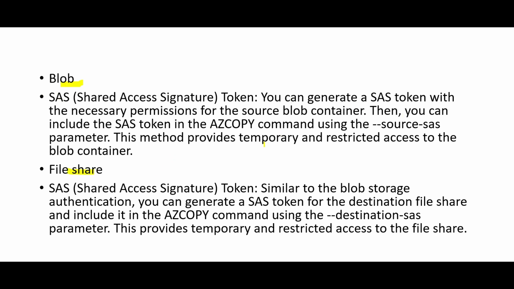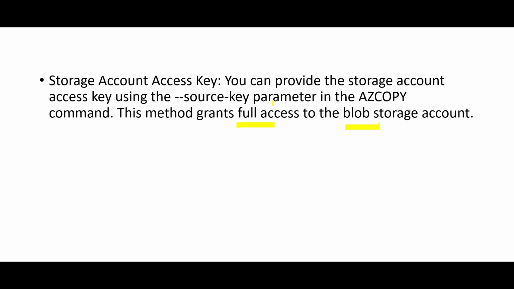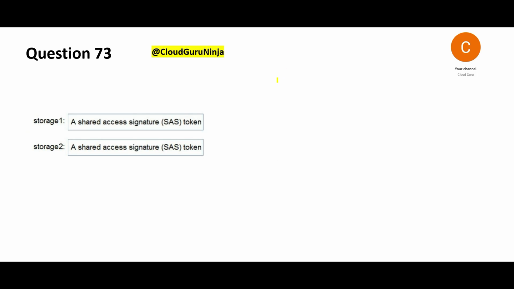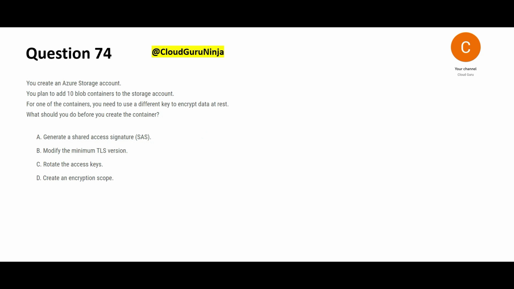Shared access signature is temporary in nature. It provides restricted access. Storage account access key provides full access and is permanent in nature. Shared access signature is temporary in nature, and it provides restricted access to the blob container. That is why this would be the answer for both the storages. Now let us jump to the next question.